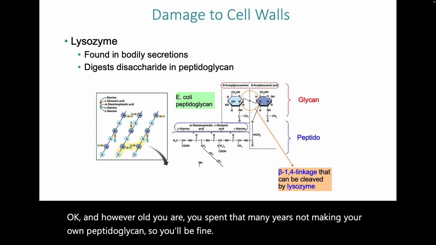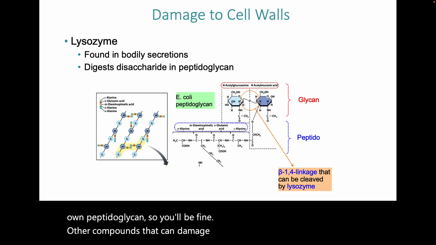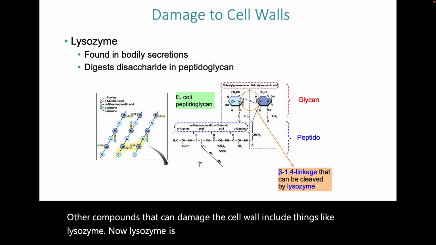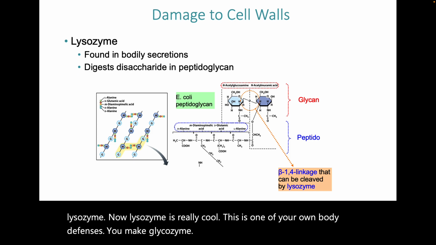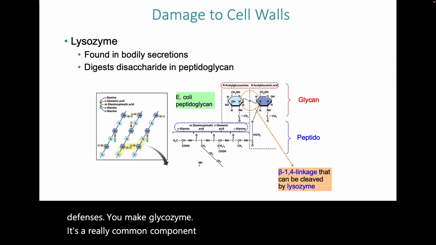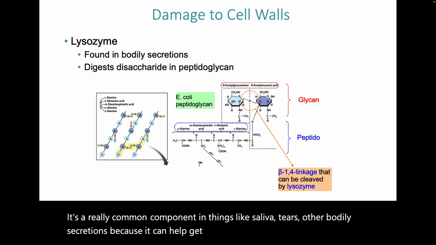Other compounds that can damage the cell wall include things like lysozyme. Now, lysozyme is really cool. This is one of your own body defenses. You make lysozyme. It's a really common component in things like saliva, tears, other bodily secretions, because it can help get rid of those microorganisms.